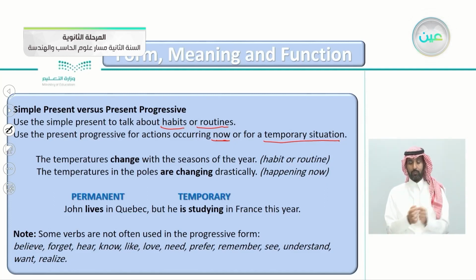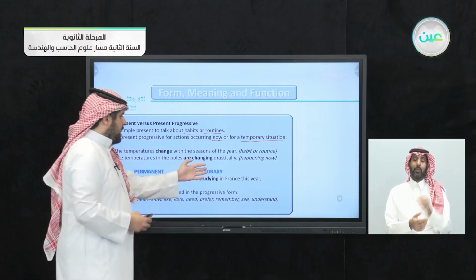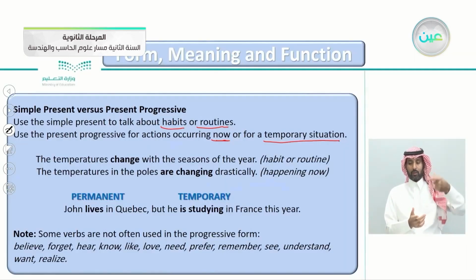The temperatures in the poles are changing drastically. This is happening now. When you say the temperatures in the poles are changing, this is happening now, so this is the progressive.